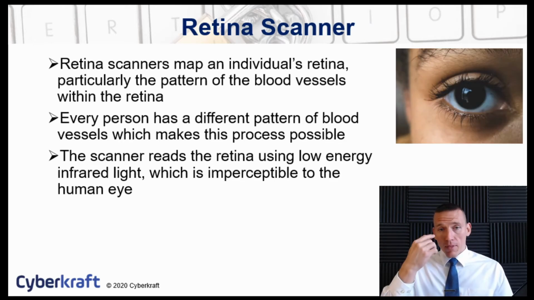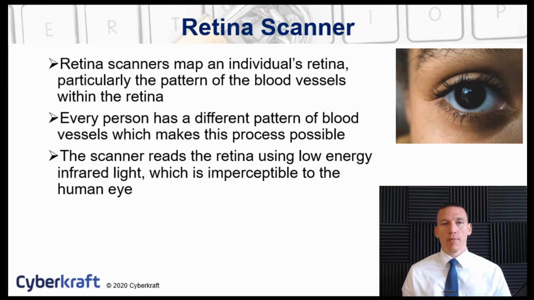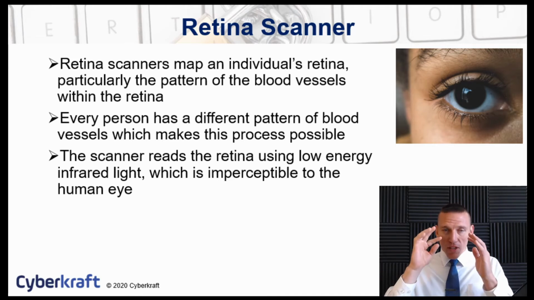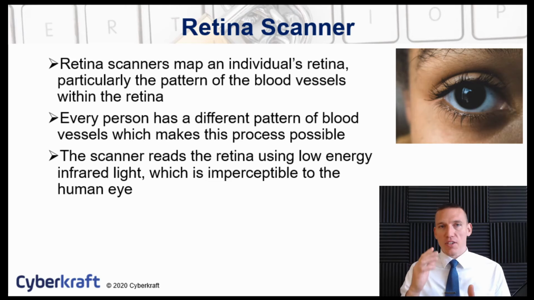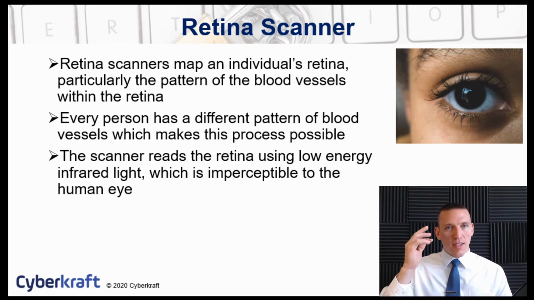The retina is located towards the back of the eye, and the retina scanner maps the pattern of the blood vessels within the retina. Every person has a unique pattern of these blood vessels, similar to fingerprints. It's completely unique. It's not dependent on genetics or anything. It's just each individual has a different way in which the eye forms these blood vessel patterns. So the scanner uses low energy infrared light to illuminate that retina and read that pattern.